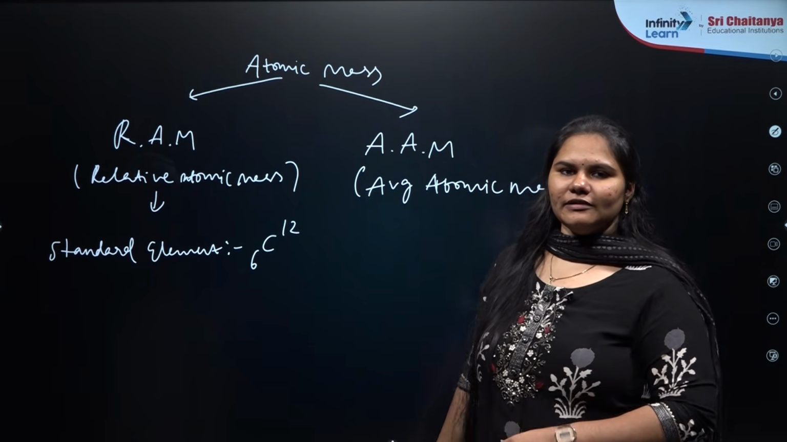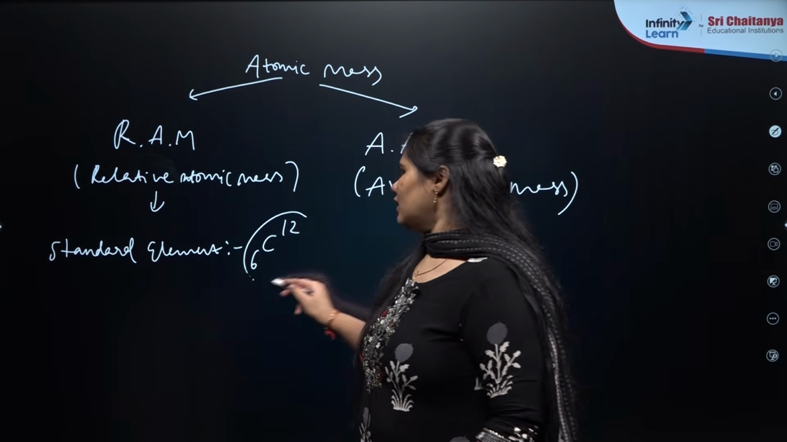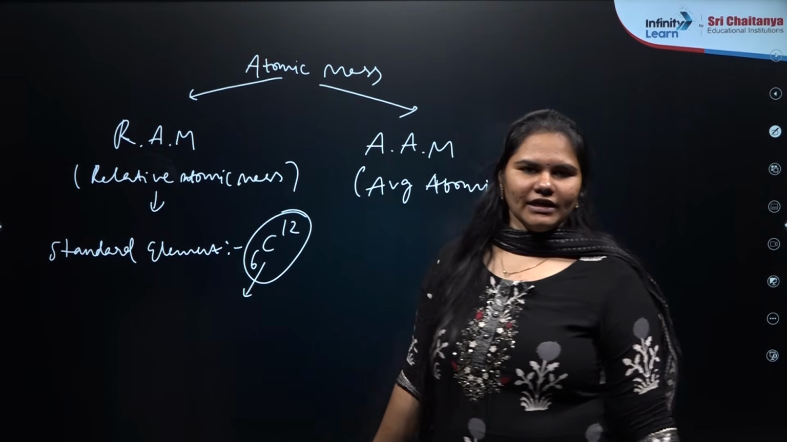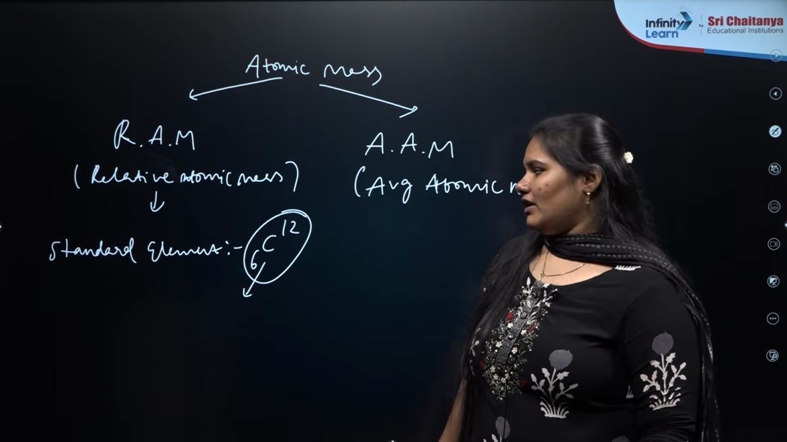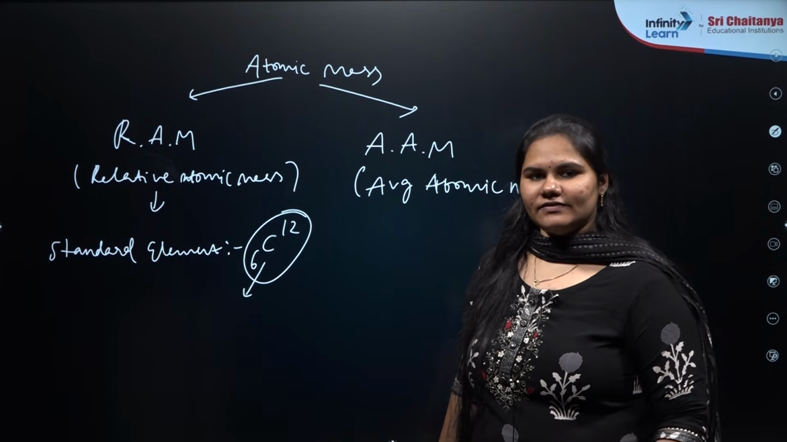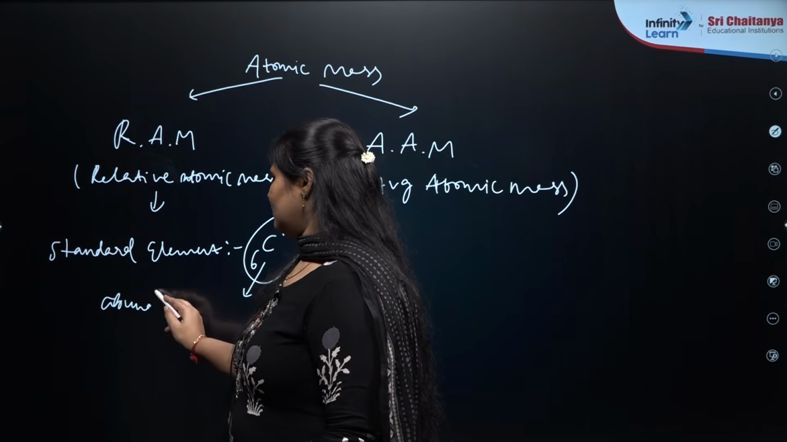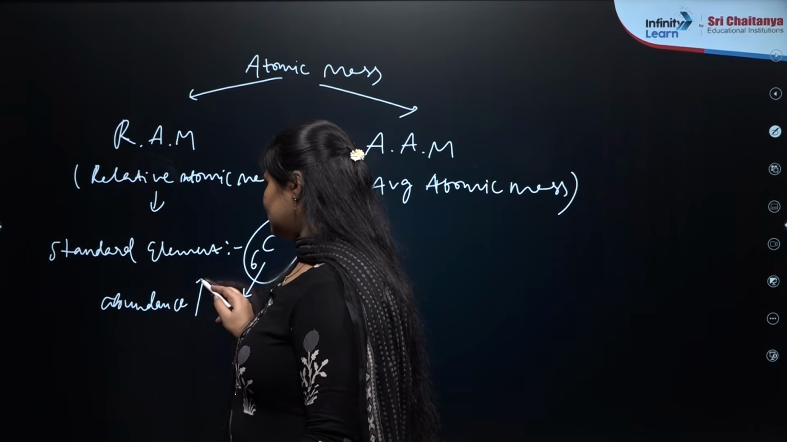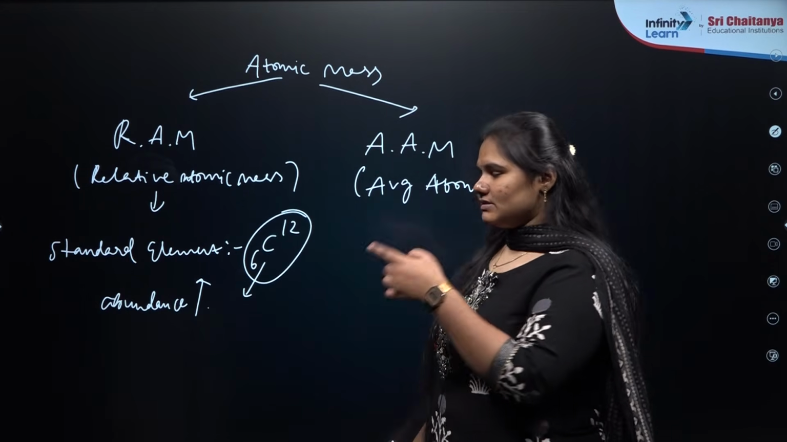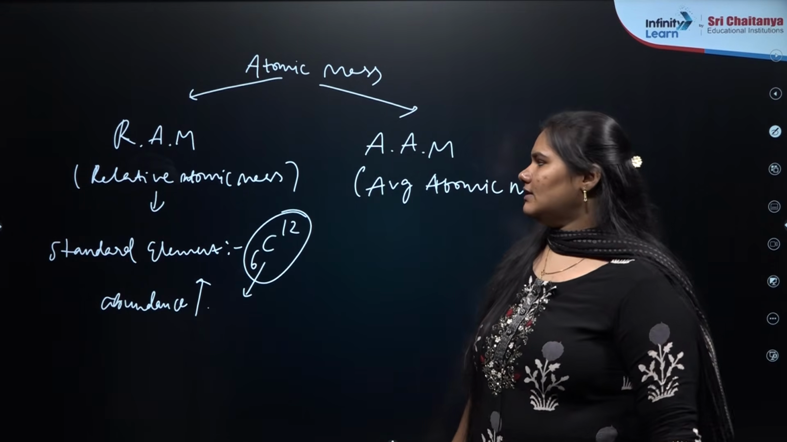I already told you in terms of AMU also. Why only carbon? We have almost 118 elements in the periodic table. Why only carbon as a standard element? Is there any specific reason? Yes, the abundance is very much higher. The percentage abundance is very high. That is the reason why we take carbon as a standard element.